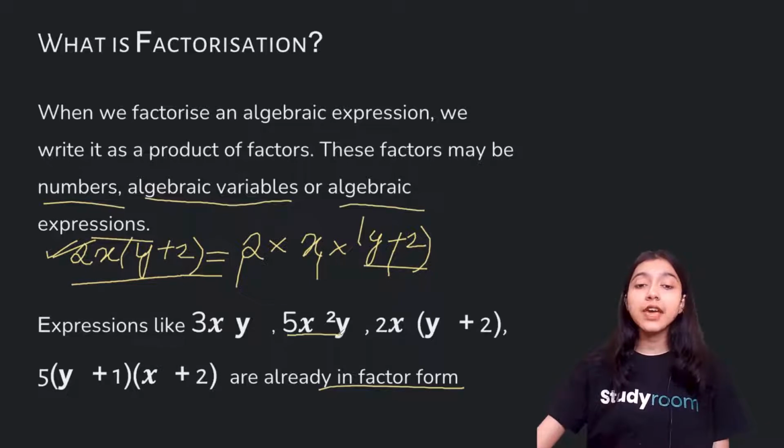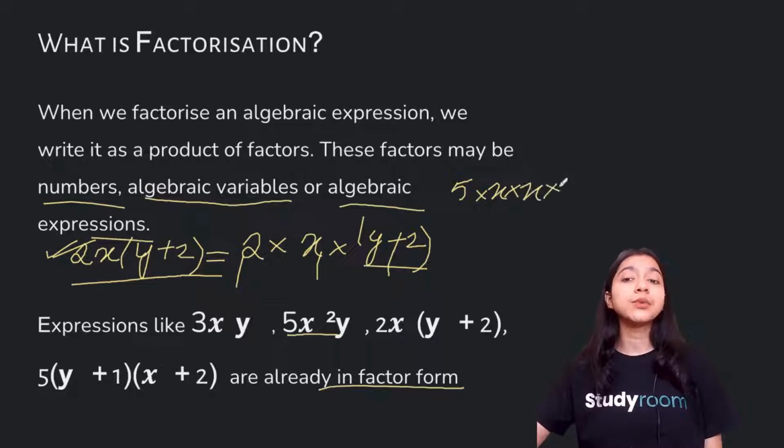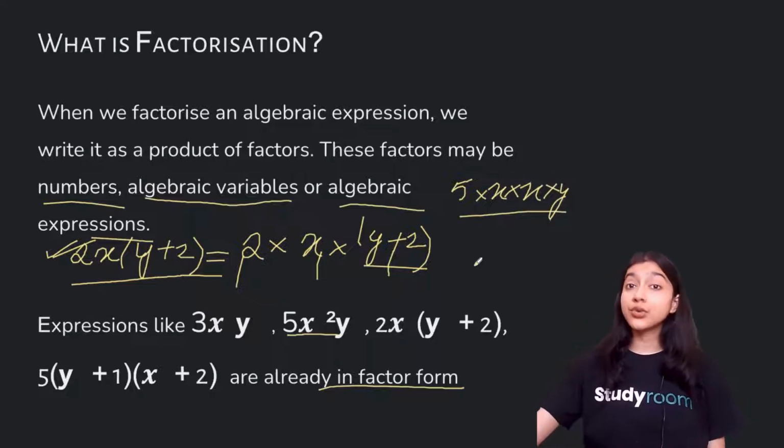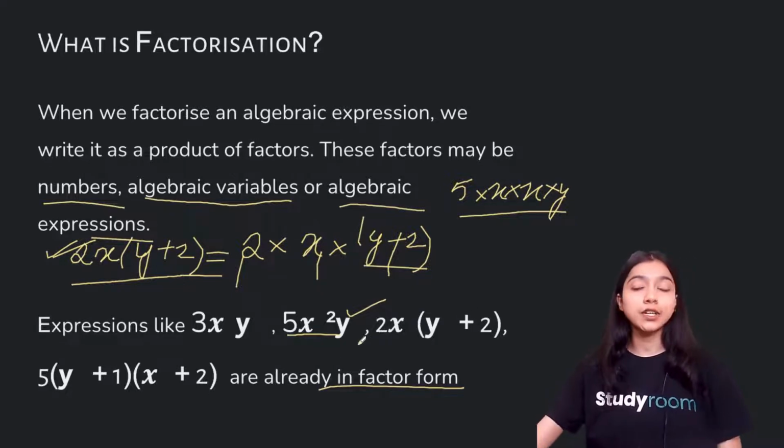Again, we have 5x square y. So over here, 5 is multiplied with x, multiplied with x, multiplied with y. So we can see that this is an irreducible form. So again, this 5x square y is in the factor form.